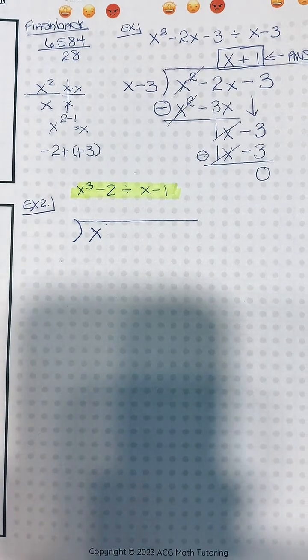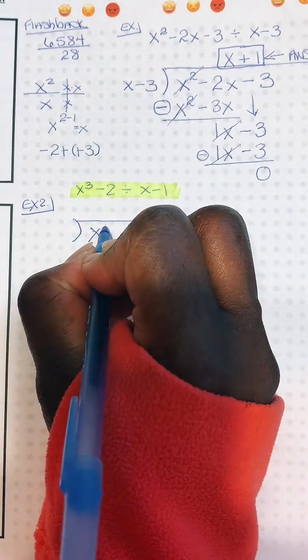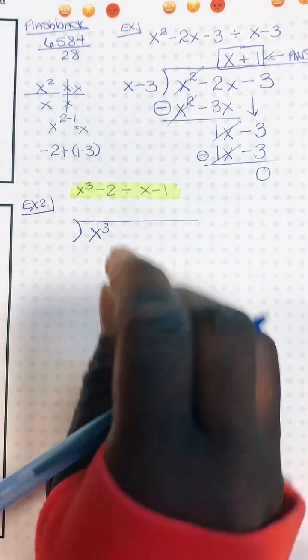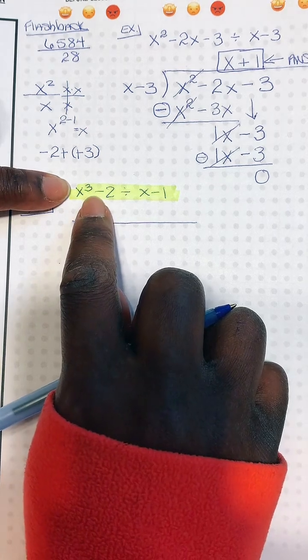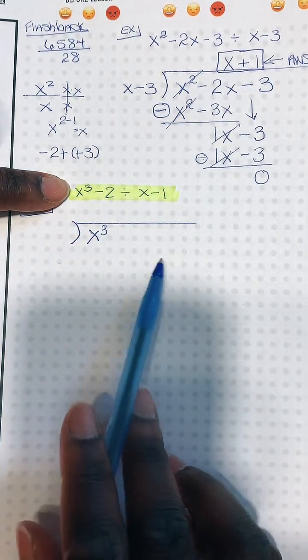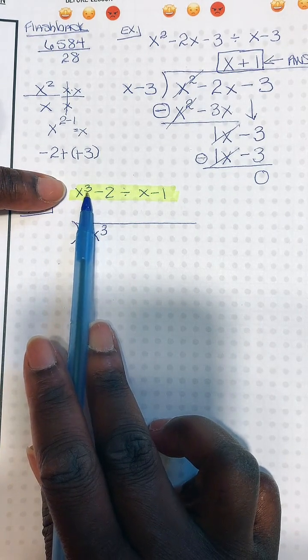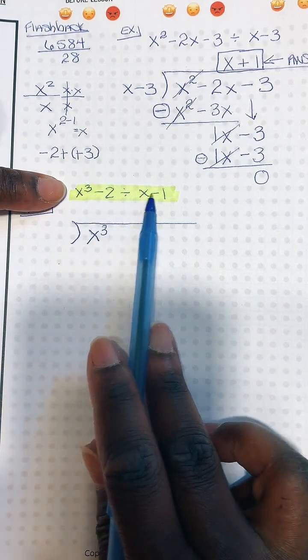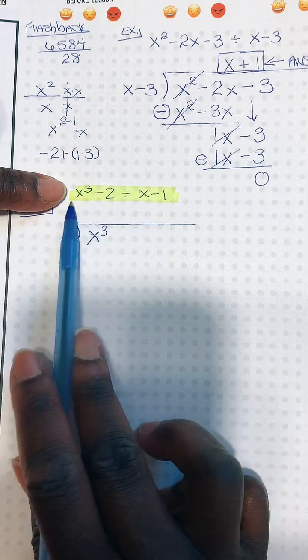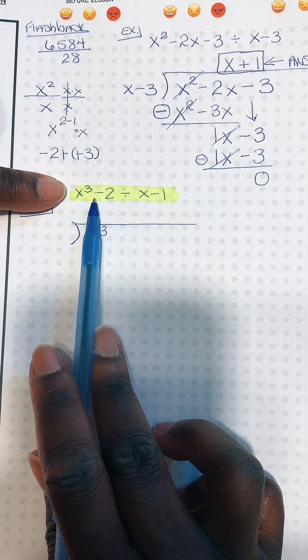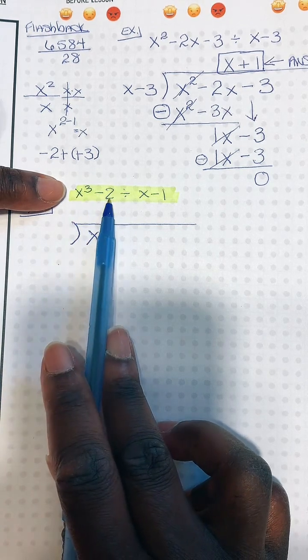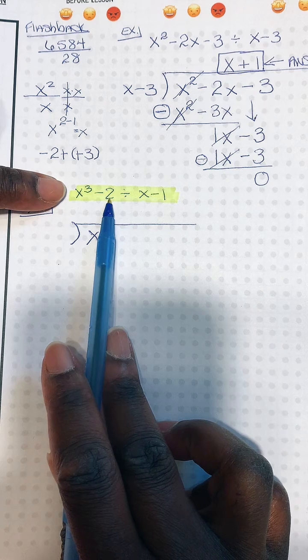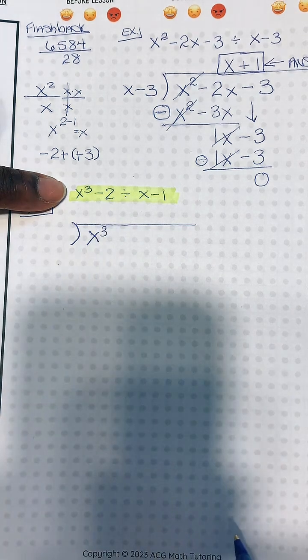So, walking you through this step by step. Underneath the division symbol, we have our x cubed. But notice, remember what the degrees were? The degrees are your exponents. All your degrees need to be represented. If you notice, there isn't an x squared, there isn't an x, it just went from x cubed to the constant of -2.